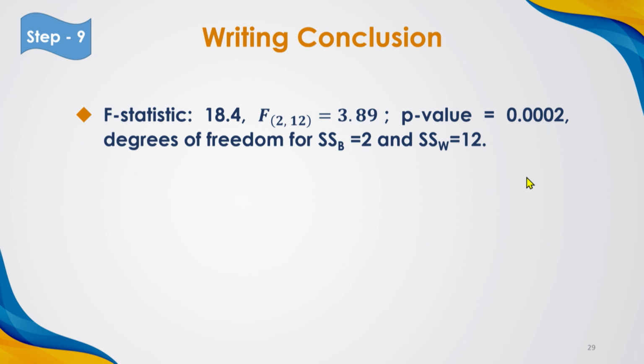We move to writing the conclusions. That table is only the output of the statistical packages. Whenever we are reporting, we need not write those tables. It is enough to write the important components present in the table to make a meaningful conclusion. We are going to report the F statistic value, the critical value and the probability value, and the degrees of freedom associated with treatment and within sum of squares.